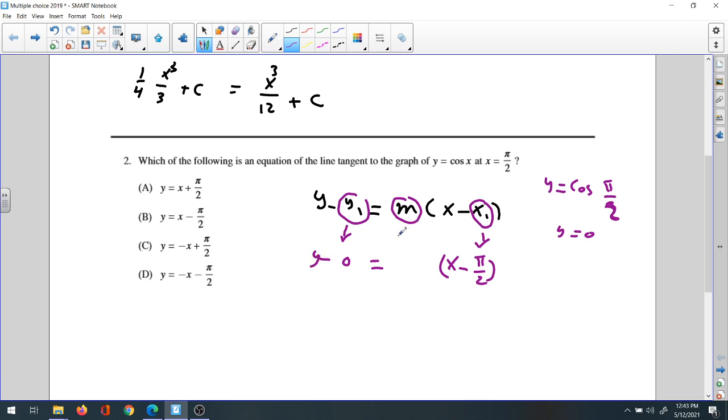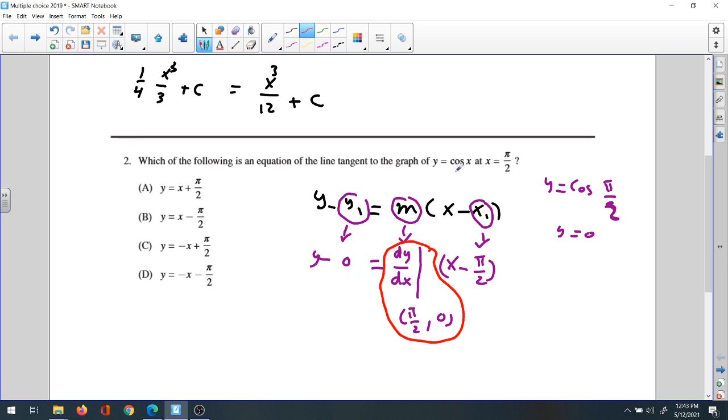How to find the slope? The slope is the derivative of y with respect to x at the given point. The given point is pi over 2 and 0. So we need to find the derivative at pi over 2. Let's do that here.